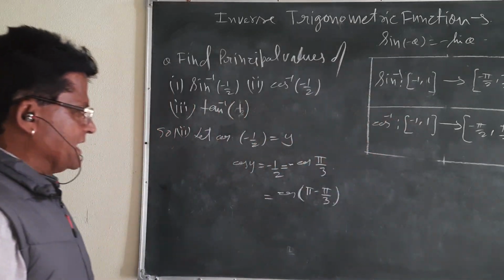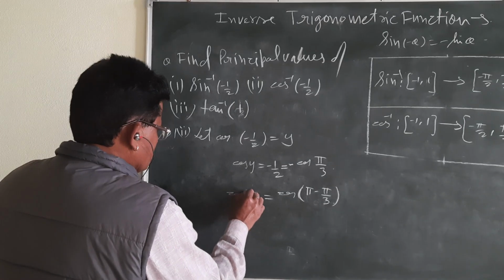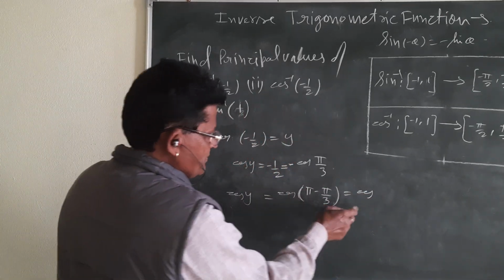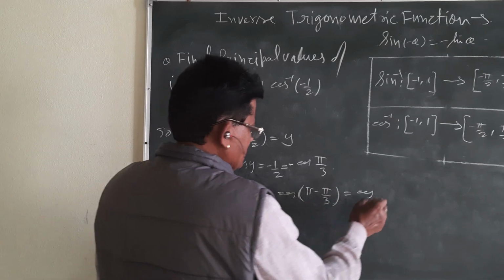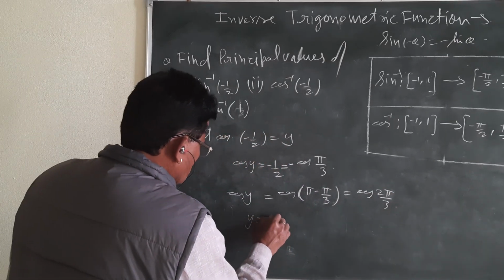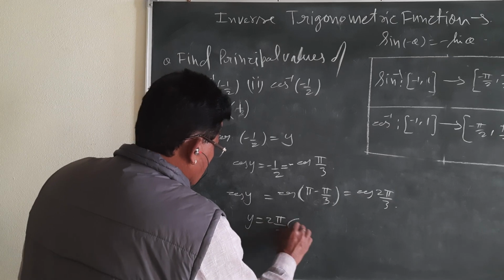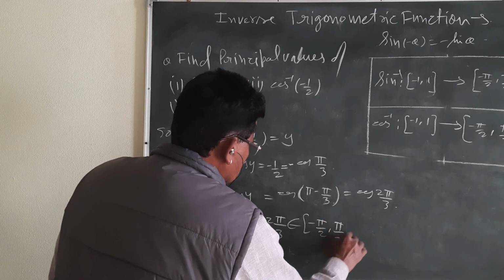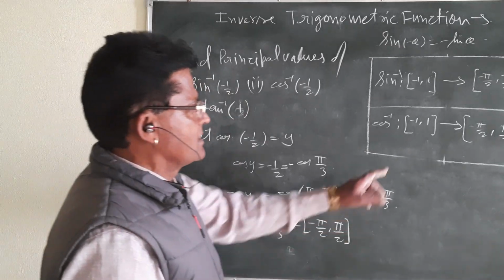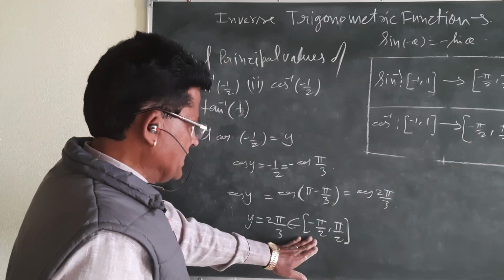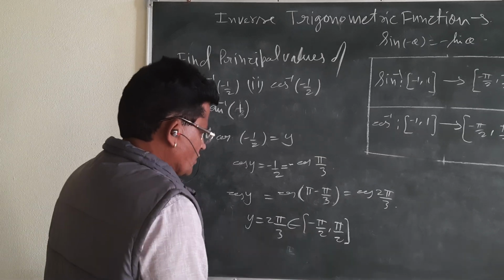Dear students, on both the sides there is a cos symbol. What is its value? You take the LCM, that will be cos 2 pi by 3. Pi minus pi by 3 will be equal to 2 pi by 3. And you see whether it belongs to its principal branch or not. This is the range in case of cos. That is why see whether it is correct or not.